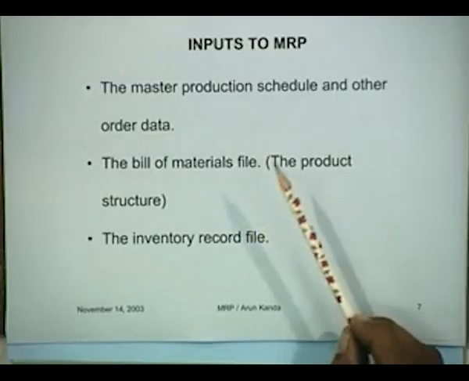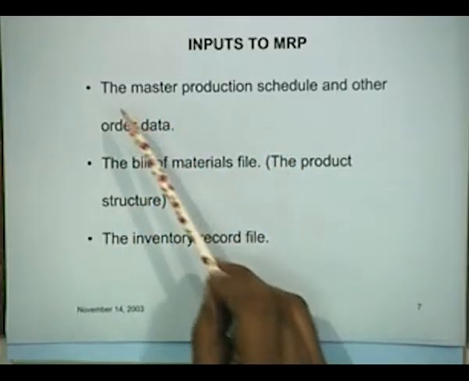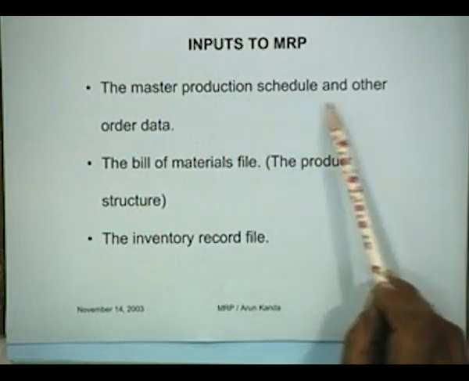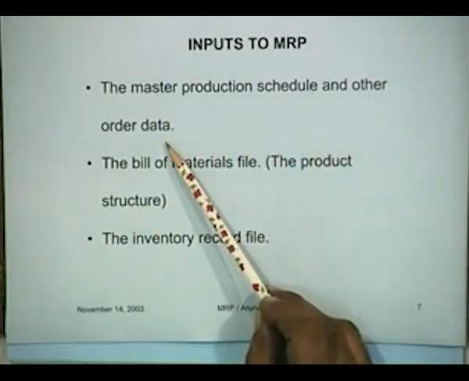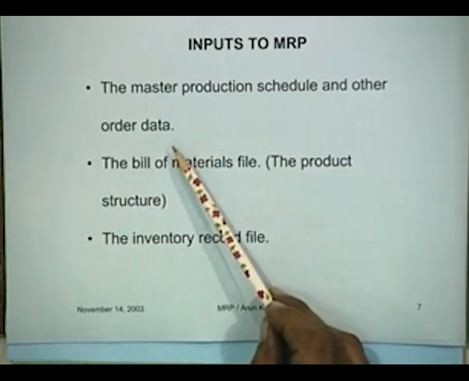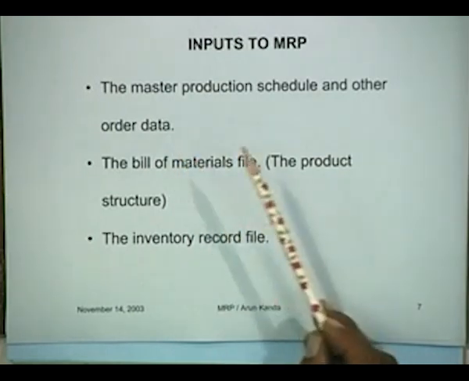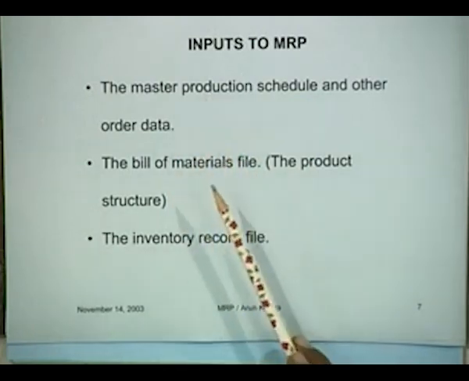So if you look at an MRP system, the major inputs to an MRP system are these three. Number one, the master production schedule and other order data for the end item. Because to run an MRP, you must specify how many cars or how many units of the final product you would like to have in different periods. So this is that master production schedule.